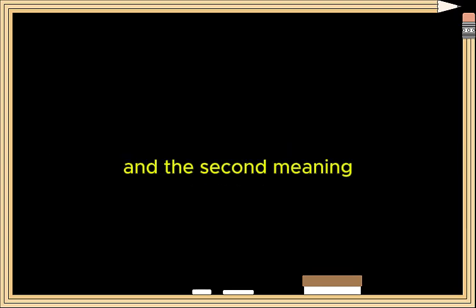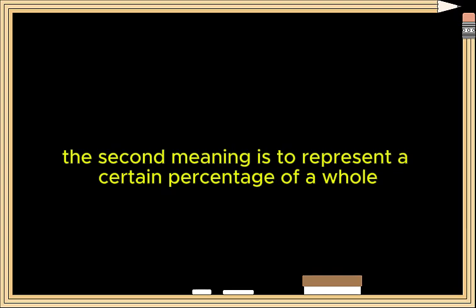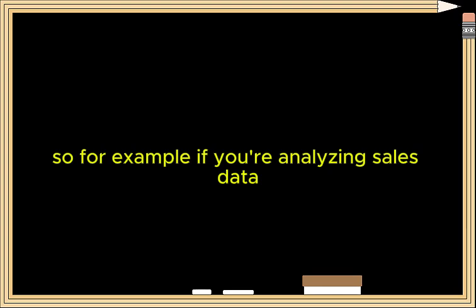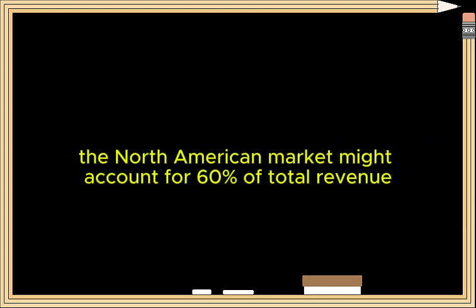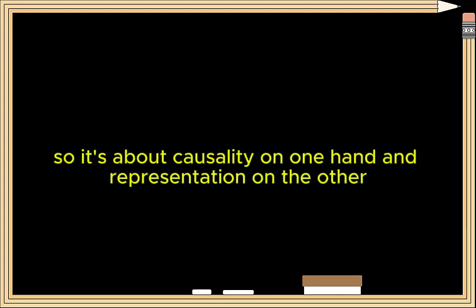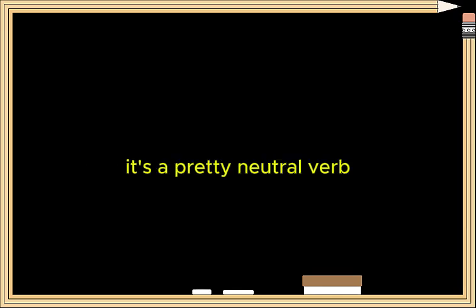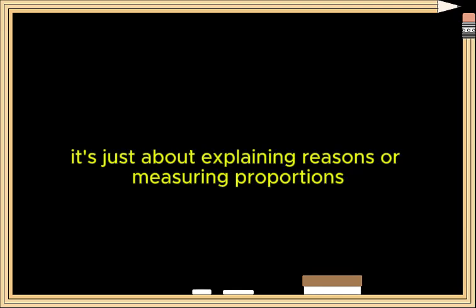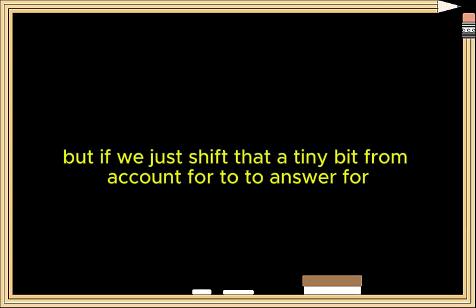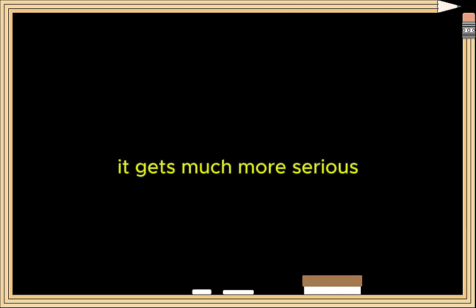Okay. And the second meaning? The second meaning is to represent a certain percentage of a whole. So, for example, if you're analyzing sales data, the North American market might account for 60% of total revenue. So it's about causality on one hand and representation on the other. It's very quantitative, very factual. Precisely. It's a pretty neutral verb. It's just about explaining reasons or measuring proportions. But if we shift that a tiny bit from account for to answer for, the tone changes completely. It gets much more serious.